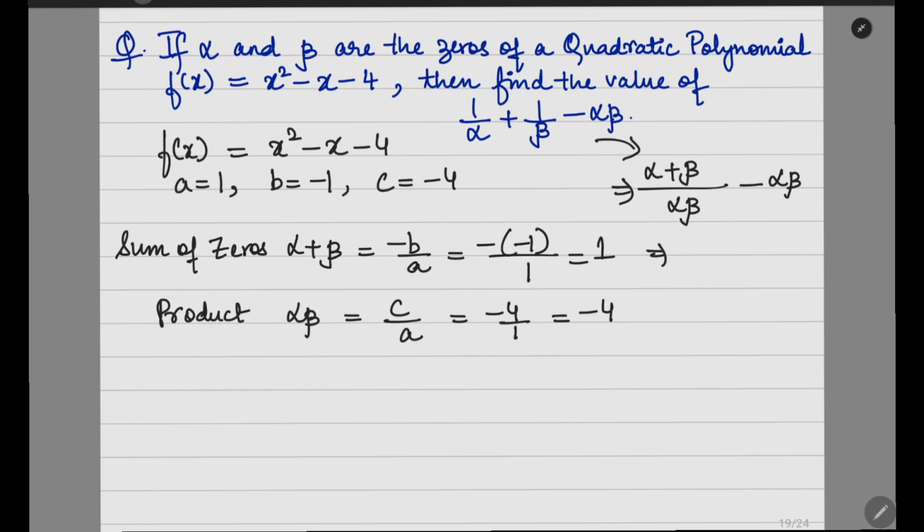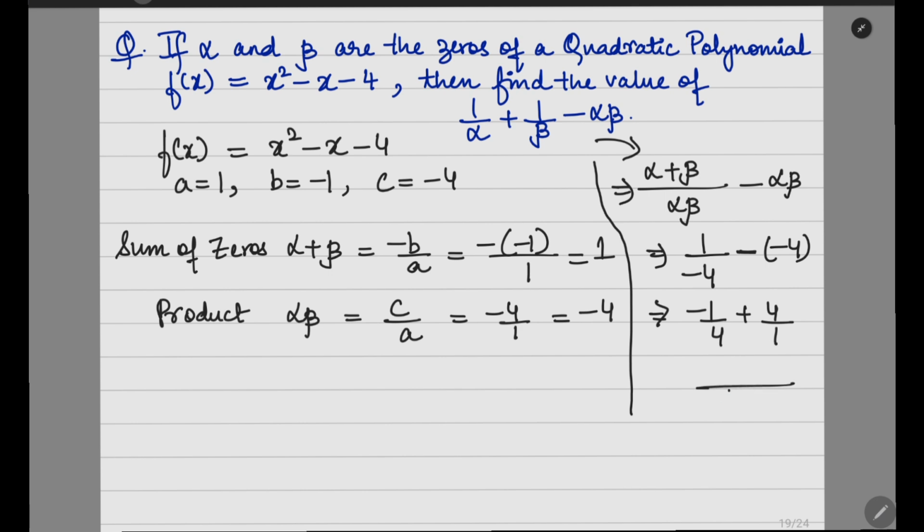Just substitute. What is alpha plus beta? 1. Alpha beta is minus 4, minus of minus 4. Okay, this minus is from the above one. So this will be minus 1 by 4, plus 4 by 1. Take the LCM as 4: minus 1 plus 16, which is nothing but 15 by 4 is the answer of whatever you were asked to find out. This value is equal to 15 by 4.